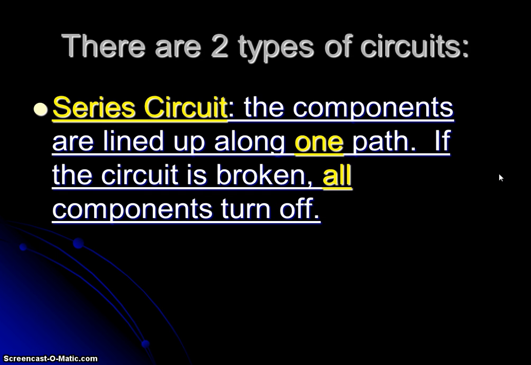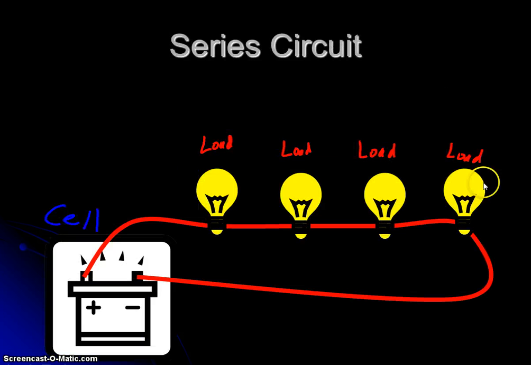So there are two different kinds of circuits that we are going to talk about and work with. A series circuit is one in which all the components are lined up along a singular path. If the circuit is broken in any one spot, all of the parts of that circuit turn off. So there's only one path for the electrons to flow along. Therefore, if that path is ever broken, then it all turns off.